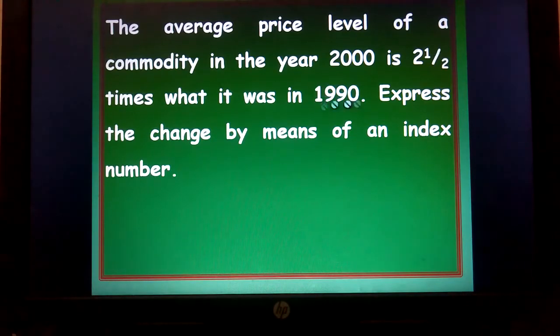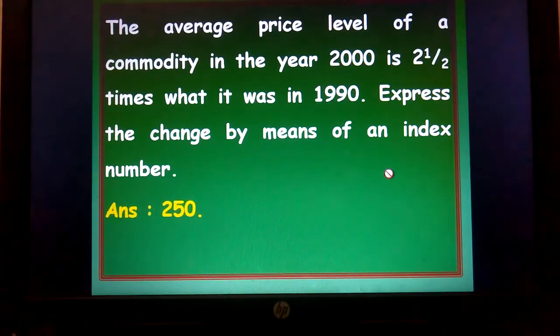So here it was 100 already in 1990. 2.5 of that will be 250, so the answer goes as 250. Am I correct? Fine. Next question.